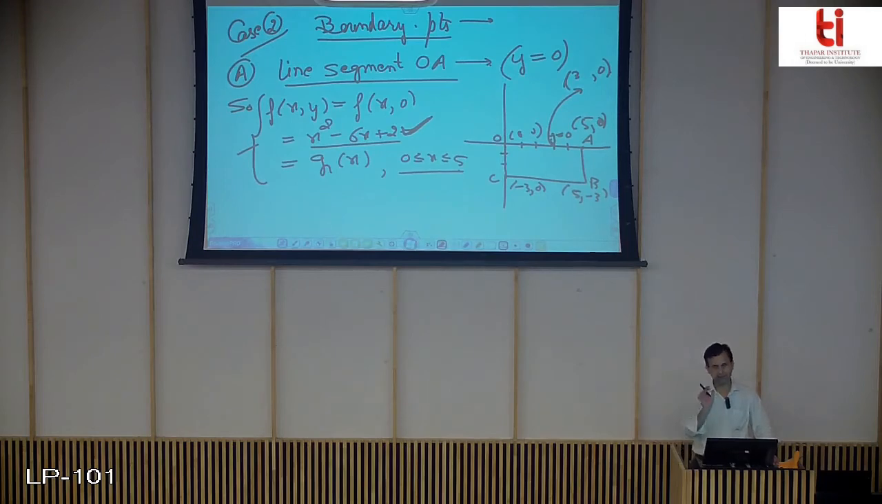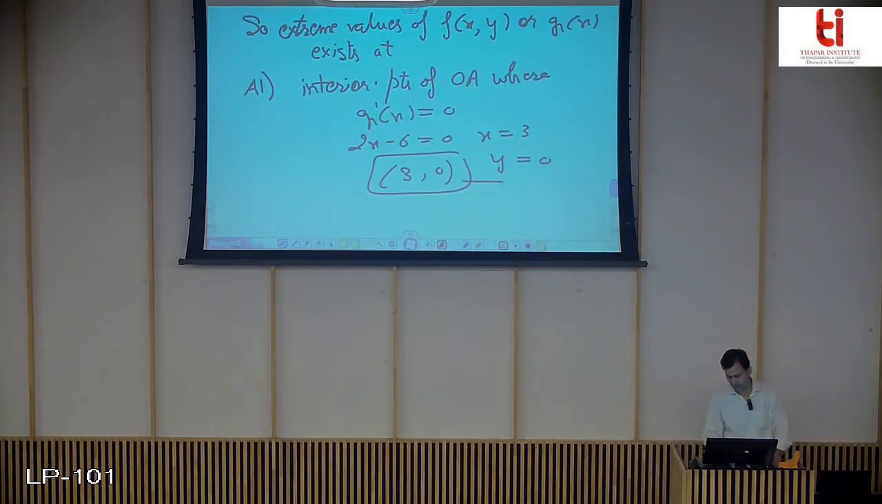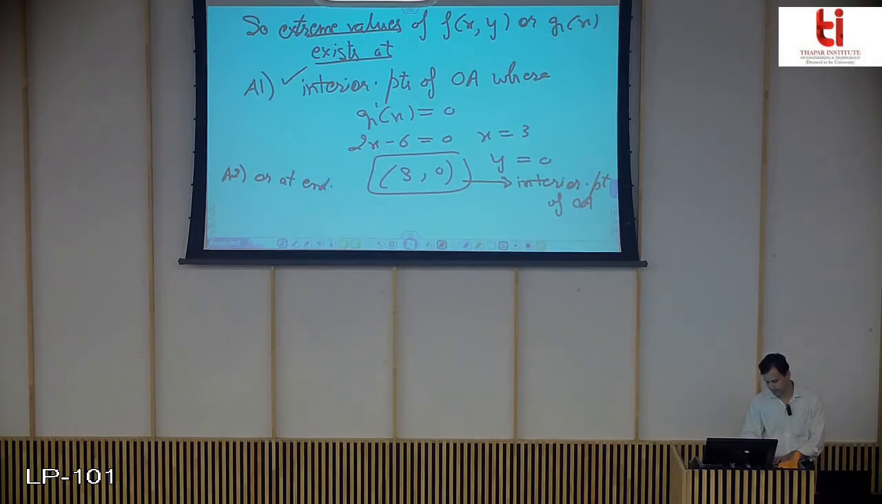But actually, overall, it is going to be a boundary point. In the broader sense, we will call it a boundary point. So here we got (3, 0), which is actually an interior point of line segment OA. And extreme values of f(x, y) or g1 exist either at the interior points of OA or at endpoints.